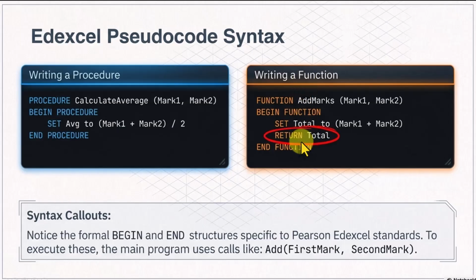The difference is that in functions you will have this return statement, return then a value. Whatever you write in front of return will be given back to the main program. Notice the formal begin and end structure is specific to Pearson Edexcel standards, and that is important for your exams, specifically paper 1. To execute this, the main program uses calls like add marks, then number 1, number 2. So function calls or subprogram calls are simply the name of the subprogram, then inside the brackets for those parameters you give some arguments or values.